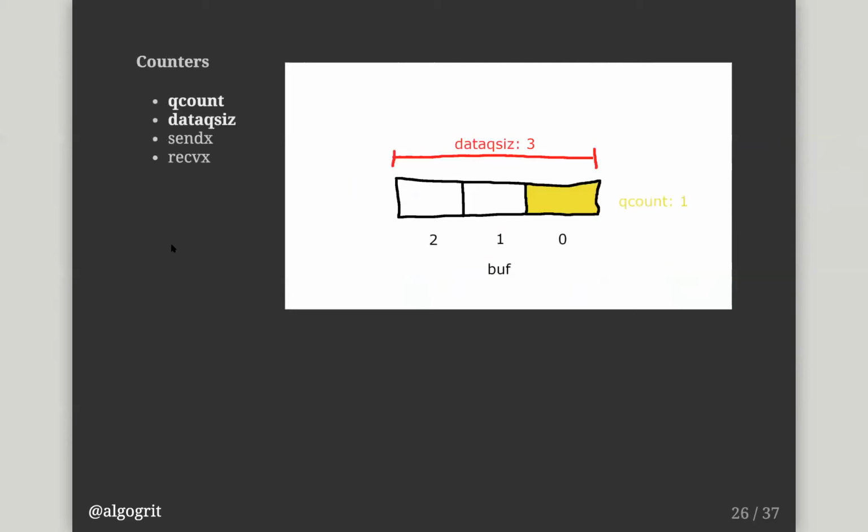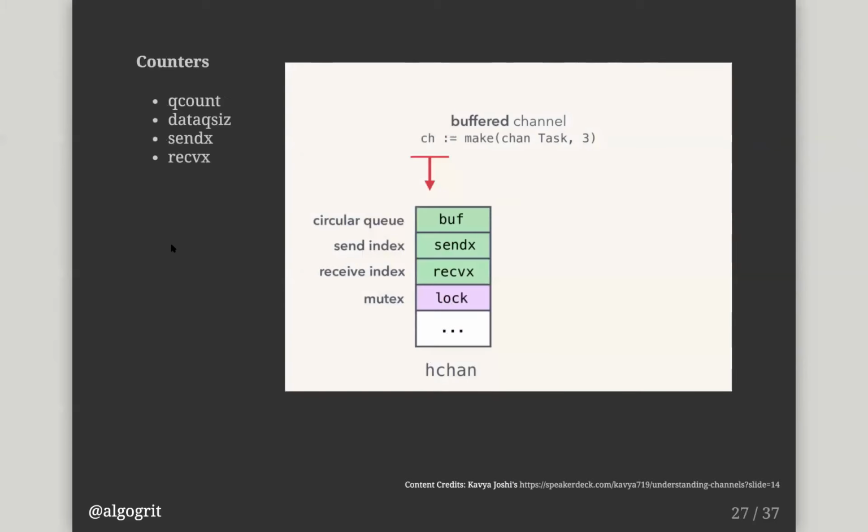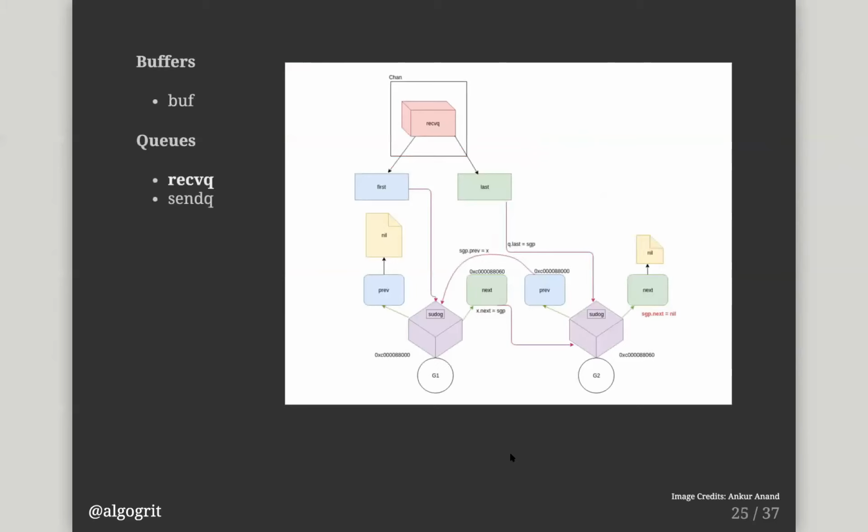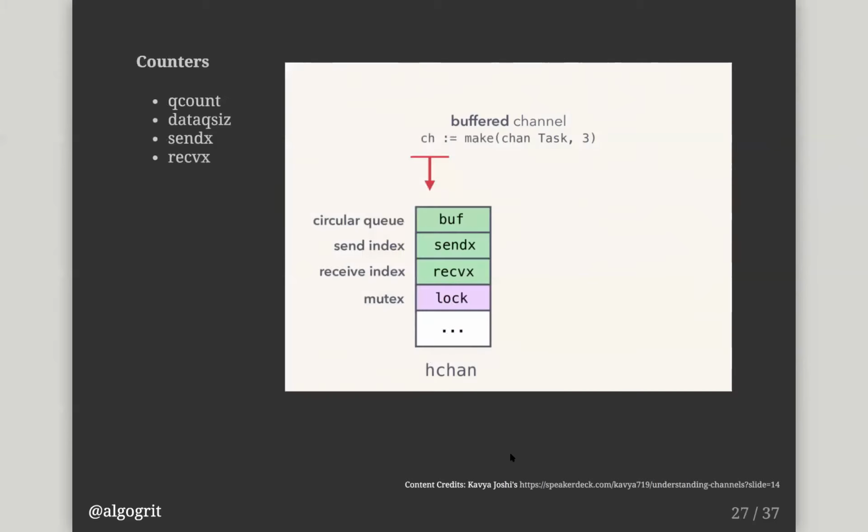Yeah. Awesome. Moving on. So this is one other representation. I've picked this from Kavya Joshi's slide. By the way, the previous diagram I picked up from Ankur's slide, Ankur's blog post. Do read it. I've added it as a reference at the end. This one is from Kavya. So here you have a buffered channel. Again, the same thing, just a different representation. So you have buffer, send X, receive X, and lock. I'll not talk about the lock right away. I'll talk about it in a later slide.